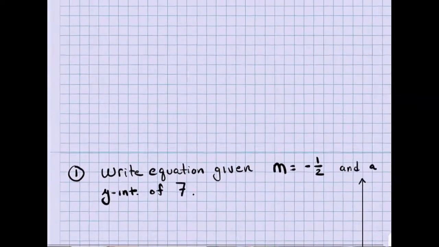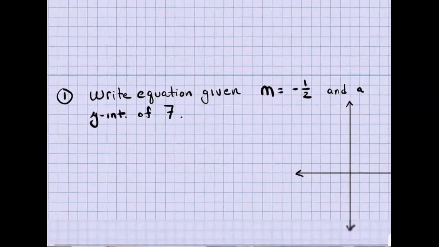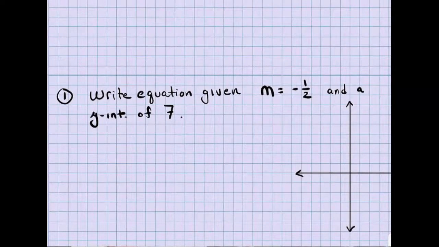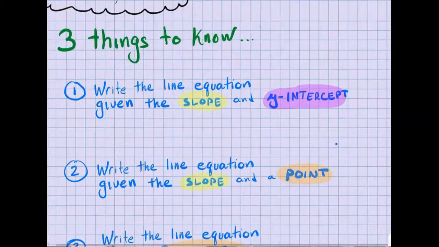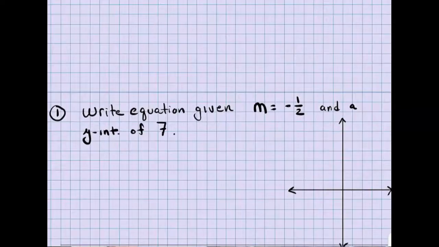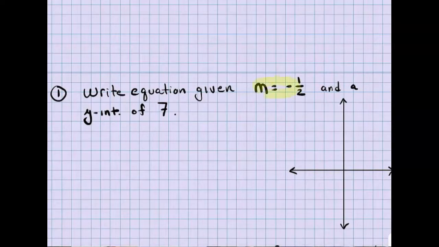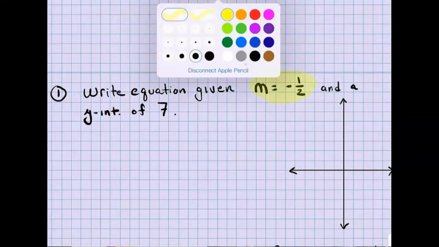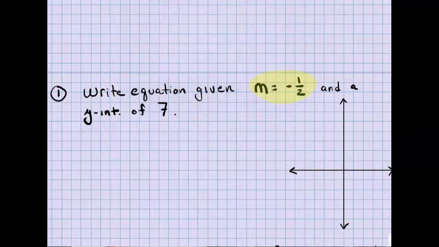So, oh look, I already had one made. How about that? All right, number 1, write this down. Write the equation given a slope, which is m, right? Slope of -1/2 and a y-intercept of 7. So I like to color code things. So up here in number 1, I had slope yellow and y-intercept pink. So a slope of -1/2 and a y-intercept of 7.